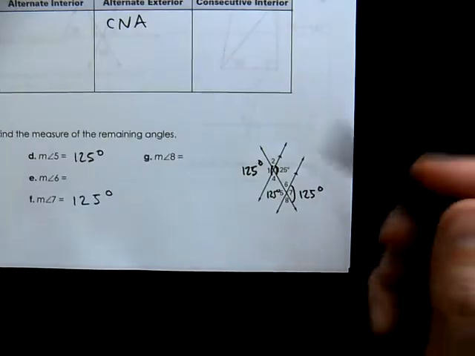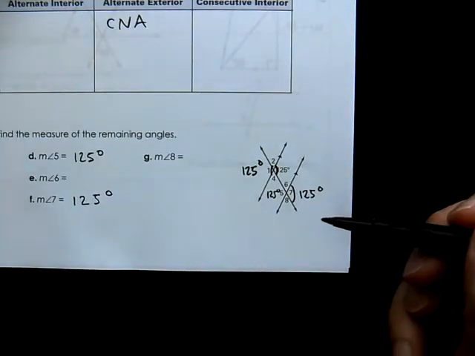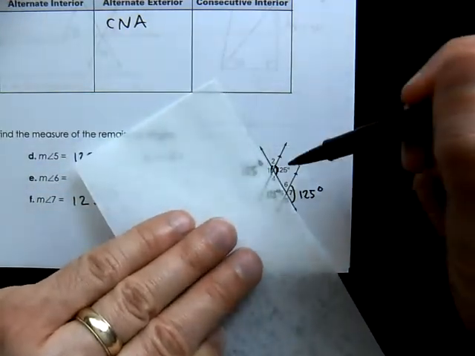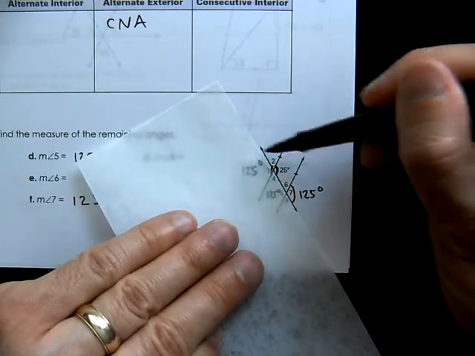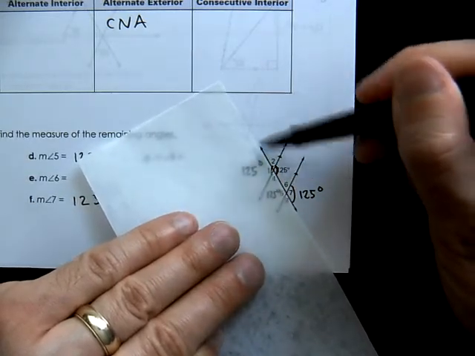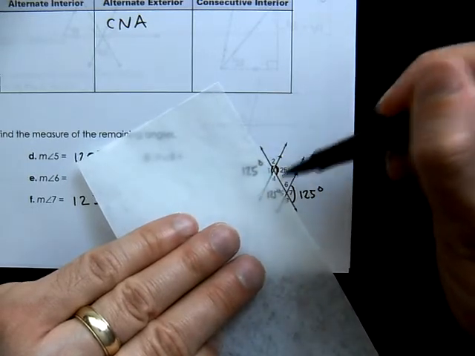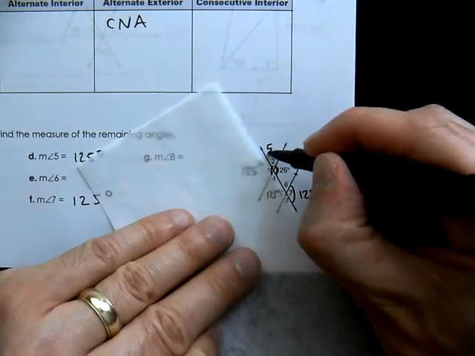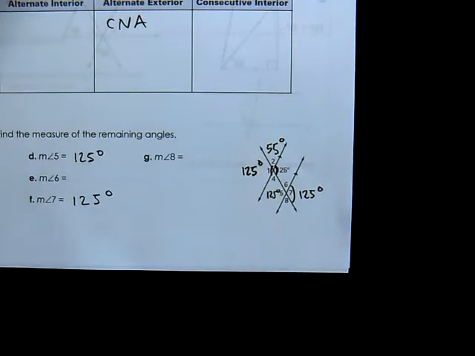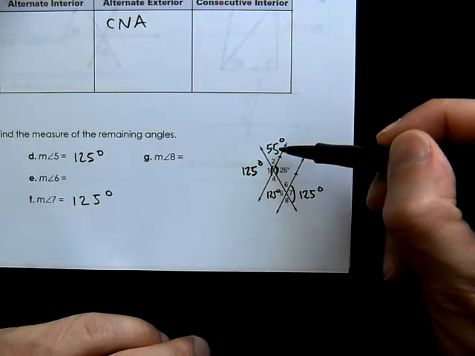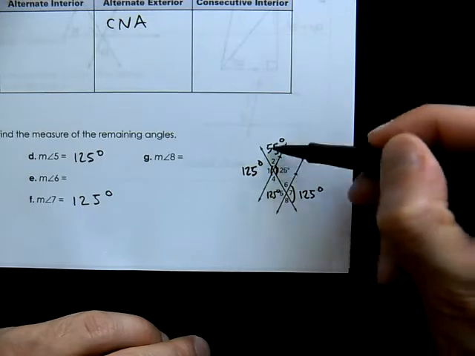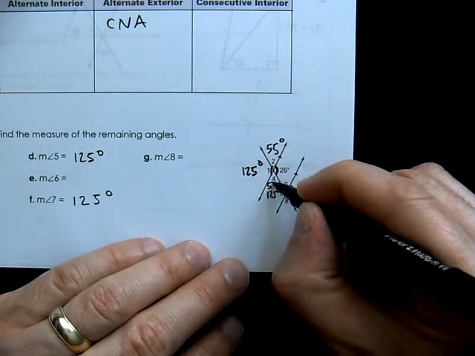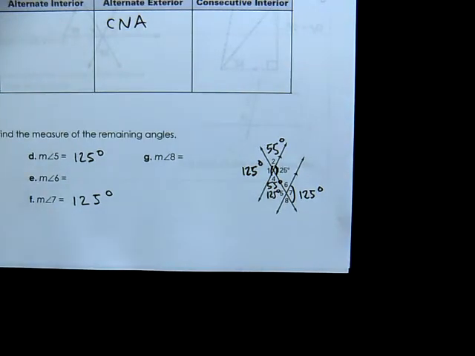Alright, so now to find angles 2, 4, 6, and 8, we're going to use a linear pair. So take a look at this straight line, and if you take a look at angles 2 and 3, they form a linear pair. They are adjacent to each other, they form a straight line, they have to add up to 180 degrees. So 180 minus 125 gives us 55 degrees. Alright, so if angle 2 is 55 degrees, then angle 4 is also that, because those are vertical angles. Angles opposite each other across that X are called vertical angles. So angle 4 is 55 degrees.